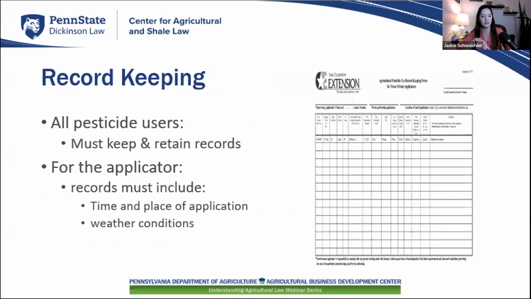All right, so anyone who handles a restricted use pesticide, from the manufacturer to the end user, everyone, they all have to keep and retain records. The records have to include information about where and when the pesticide was applied and the weather conditions that existed at the time of the application. This is going to be significant later when we're looking at liability and causation.